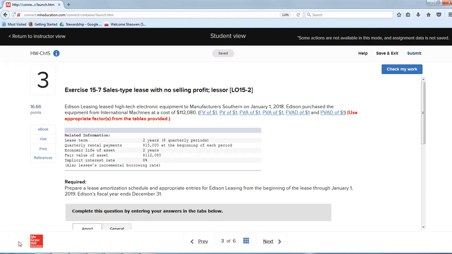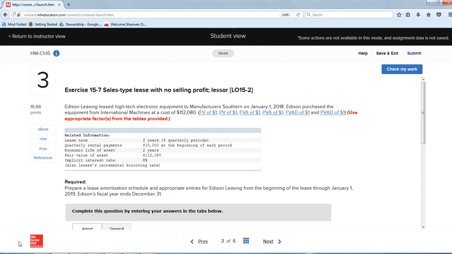Edison Leasing leased high-tech electronic equipment to manufacturer Southern on January 1, 2018. Edison purchased the equipment from International Machines at a cost of $112,080.